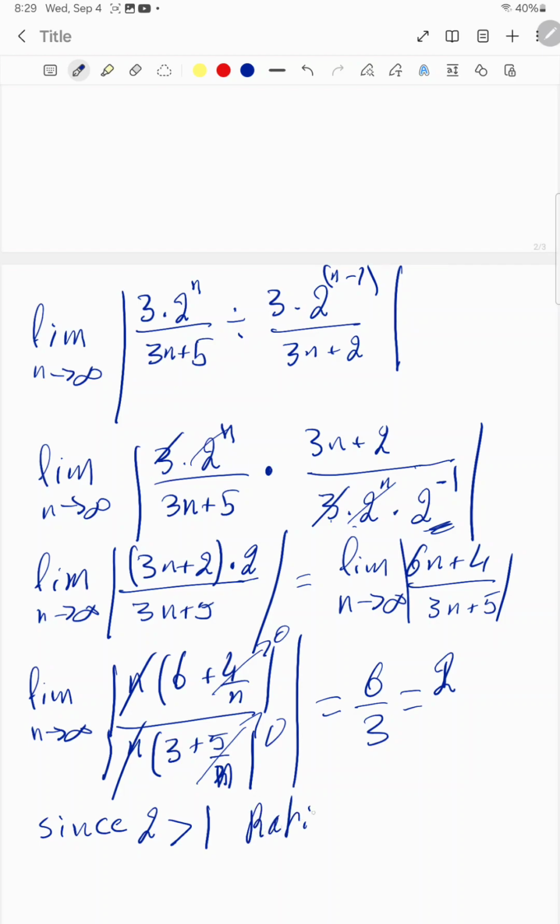Ratio test indicates that the series diverges.